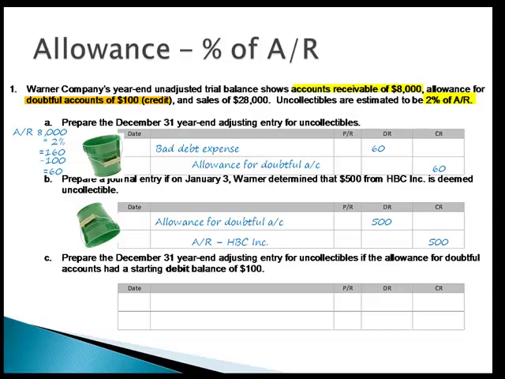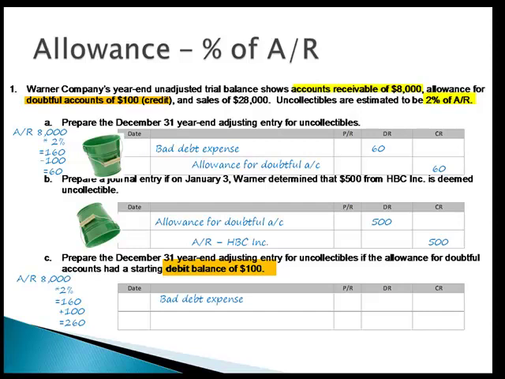It says prepare the journal entry for uncollectibles if the allowance for doubtful accounts had a starting debit balance of $100. So we're going back to our original amounts. Our year-end adjusting entry is $8,000 times 2%. Our goal is $160, but we start with a not normal balance. Our balance should be a credit balance, and we're starting with a debit balance. So we have to compensate in our journal entry. We have to add in more. This is an example of where we poured out too much.